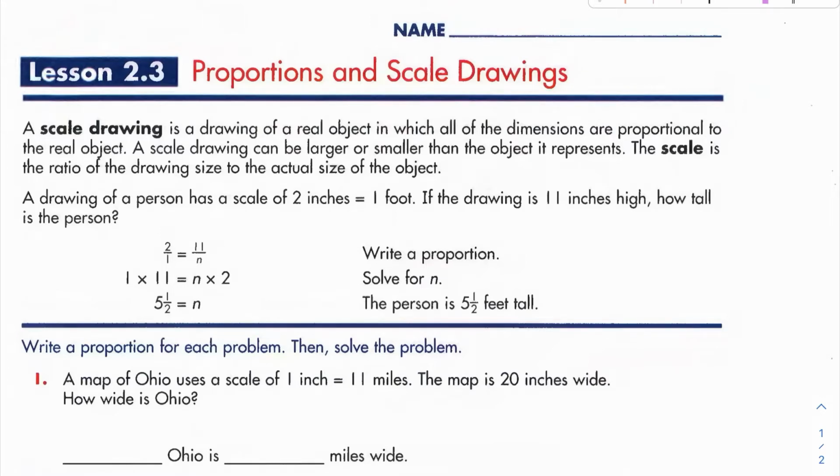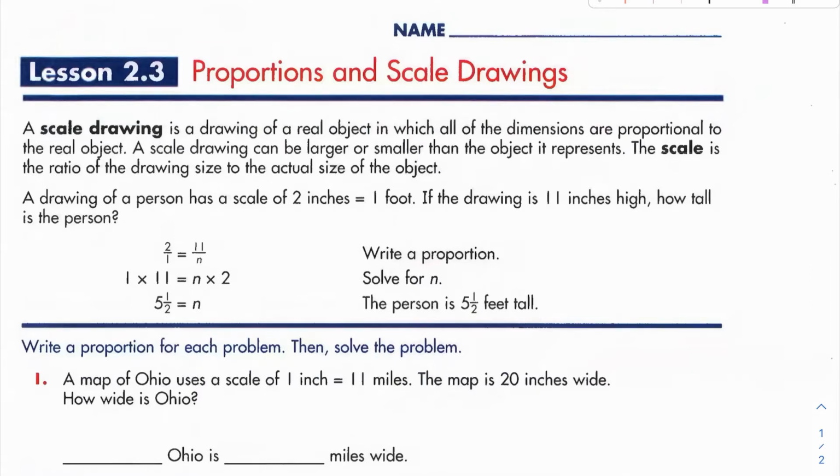It says a drawing of a person has a scale of 2 inches equals, in real life, 1 foot. If the drawing is 11 inches high, how tall is the person? So you can see they set up an equation: 2 over 1, representing 2 inches over 1 foot, equals 11 over n. 11 represents the number of inches tall the drawing is, over n, which represents the number of feet tall of the person.